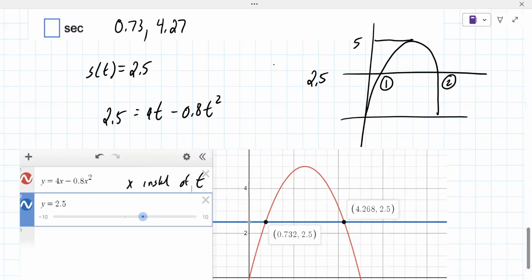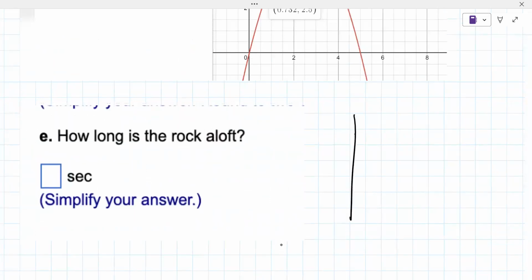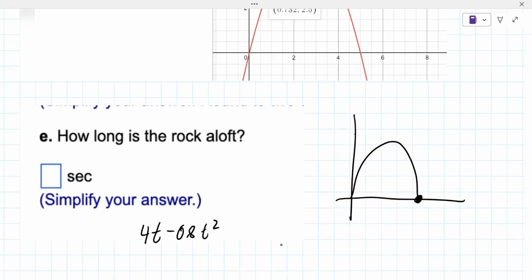All right. How long is the rocket, I keep saying rocket, I guess it's a rock, aloft. So this time they're asking for where does it come back and crash down. So there's 2 ways to do that. You can set the original function equal to 0, or you can go back to Desmos and graph and find the intersection with the 0.